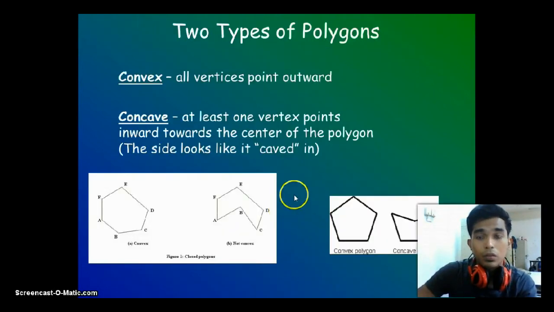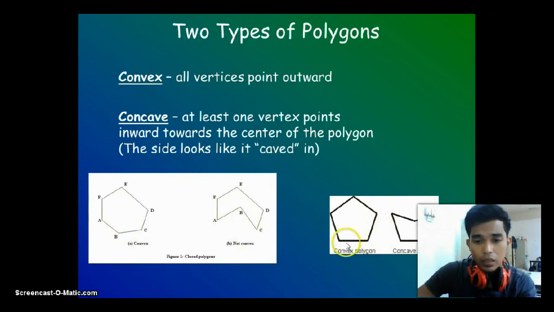There are two types of polygons, which are convex and concave. For convex, all vertices point outward. For concave, at least one vertex points inwards towards the center of the polygon. It is said that it looks like it is caved in. So here's a picture of convex and concave.